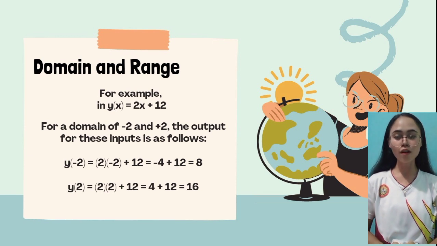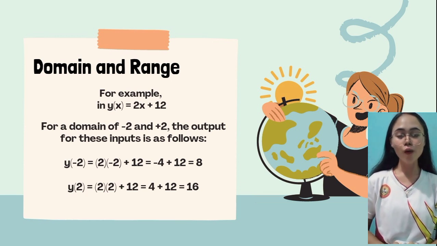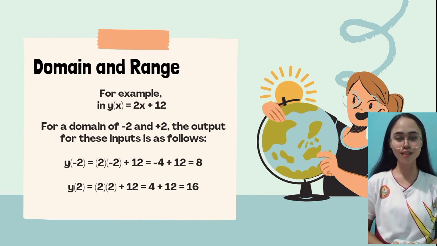For a domain of -2 and +2, the output for this input is as follows. So we have y(-2) equals 2 times -2 plus 12, equals -4 plus 12, equals 8. And we have y(2) equals 2 times 2 plus 12, equals 4 plus 12, equals 16.